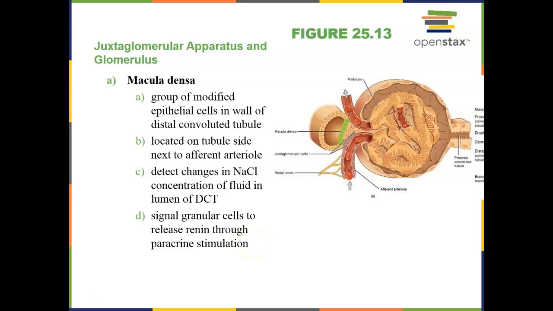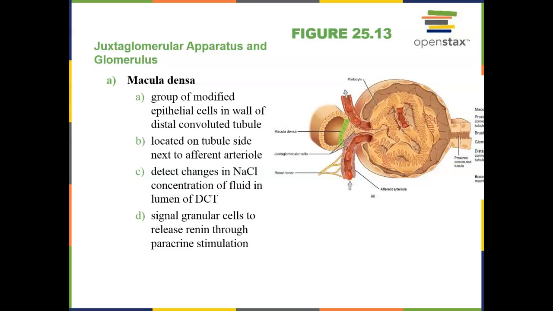Welcome back. So we were just going to start talking about the juxtaglomerular apparatus. Where the efferent arteriole leaves the glomerular capsule, it's going to come in contact with the distal convoluted tubule. And at that area, the distal convoluted tubule has a group of cells known as the macula densa. These cells are going to detect changes in sodium chloride concentration, so the amount of sodium in your system, which is typically associated with your blood pressure.